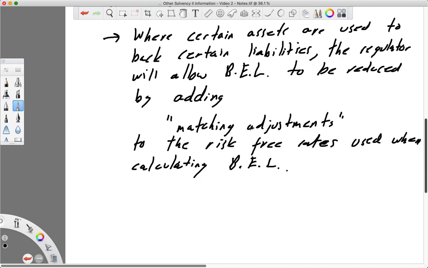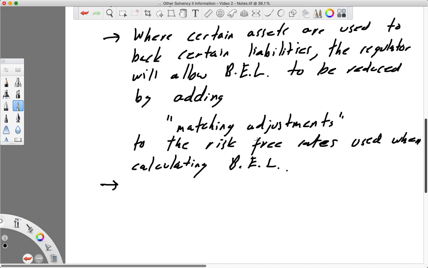So basically you are allowed, if you've got certain assets and they're backing certain liabilities, to make the risk-free rate bigger, so to make your discount rate bigger. And if you make your discount rate bigger, then your BEL gets smaller. And so that means that when it all kind of works through, your free assets get larger. So although you do it by increasing the risk-free rates, and so that makes BEL smaller, the way you actually show it on the balance sheet is with the original BEL with the risk-free rates, and then the impact of the matching adjustment appears on the asset side of the balance sheet. So that's just how you show it.